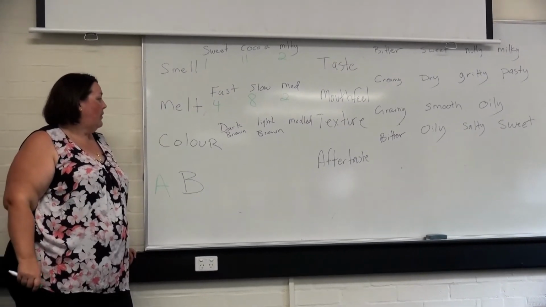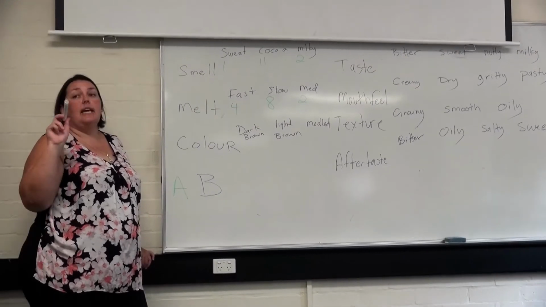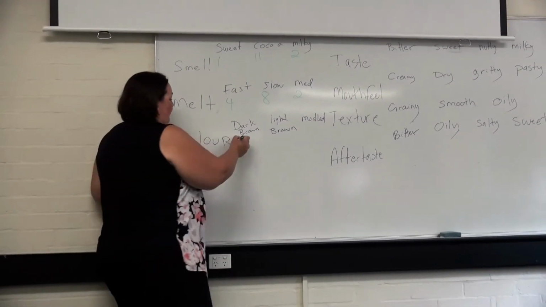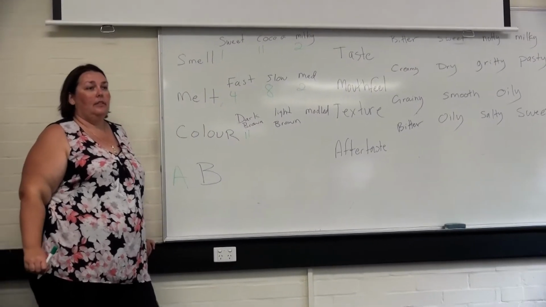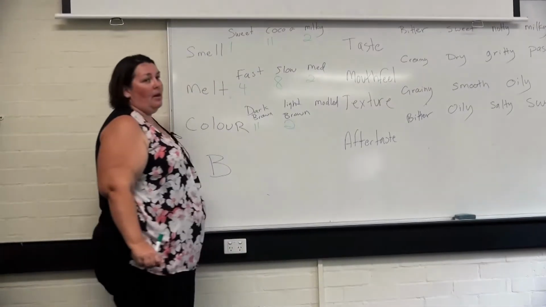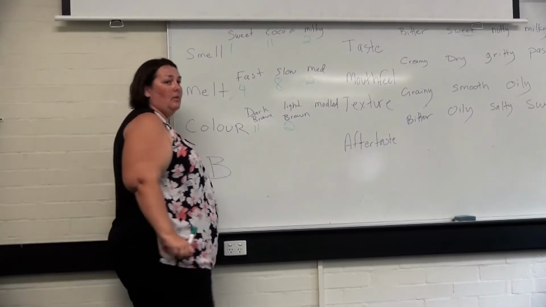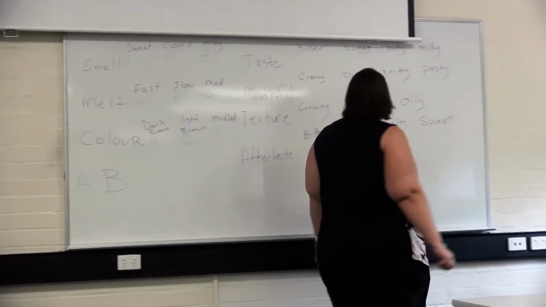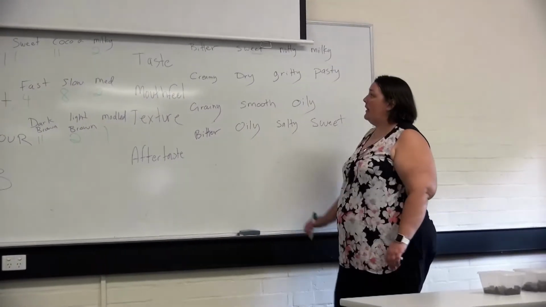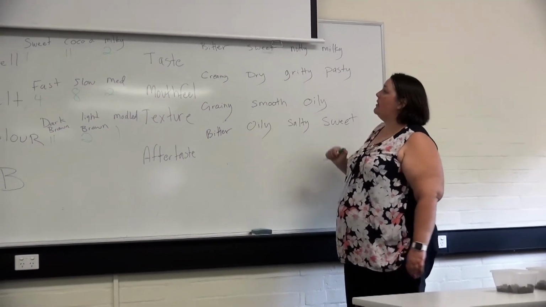Show of hands for dark brown. 10, 11. Show of hands for light brown. 2. Show of hands for mottled. 1. Okay. So now when we get to taste, okay, bitter, sweet, nutty, or milky.